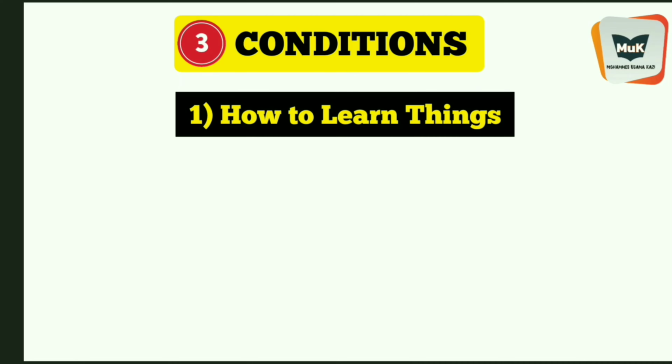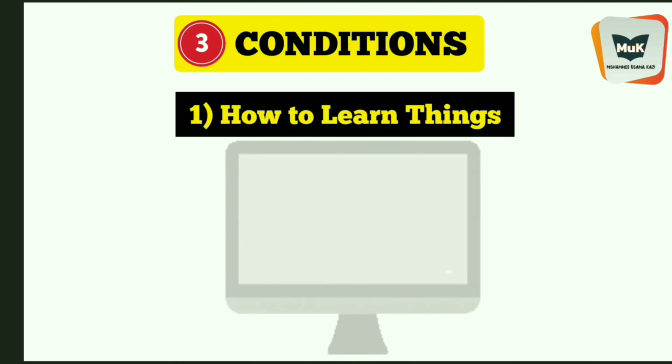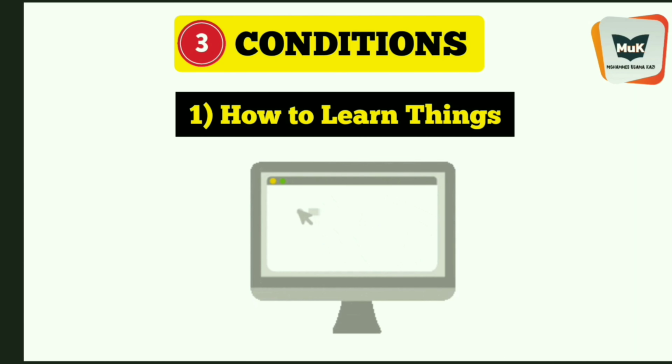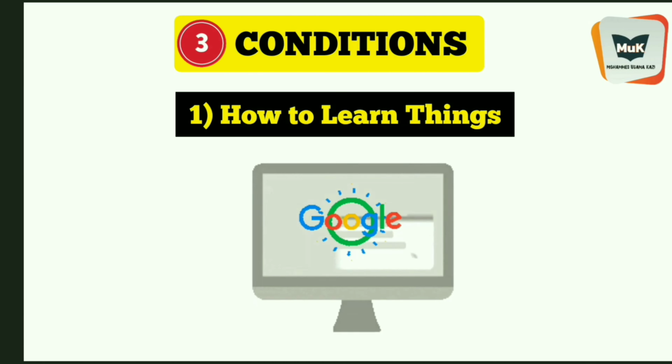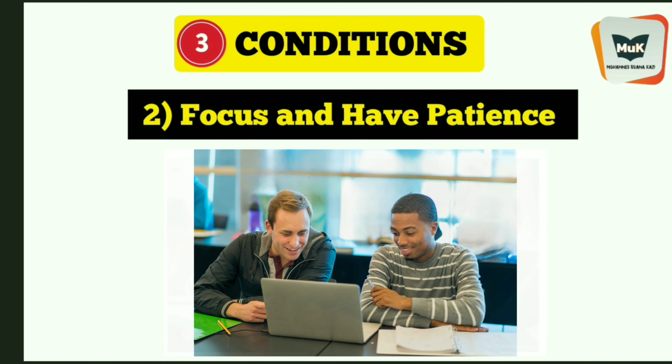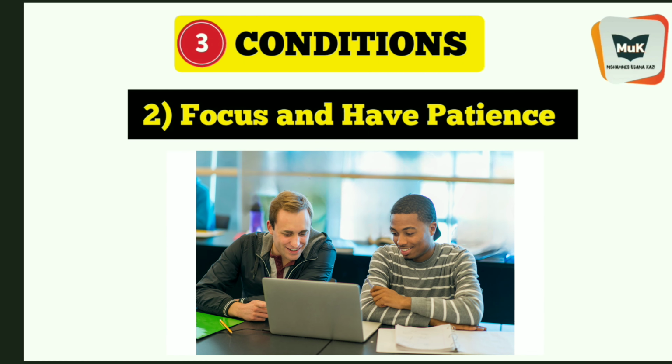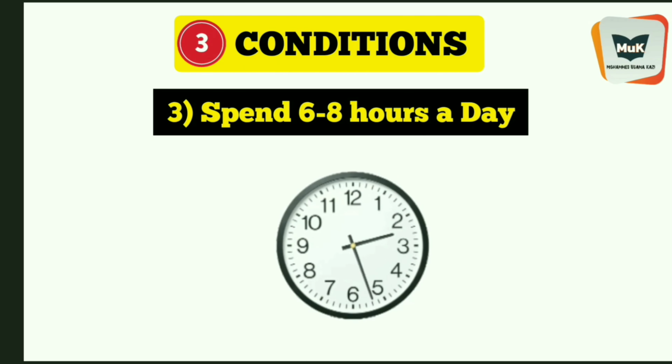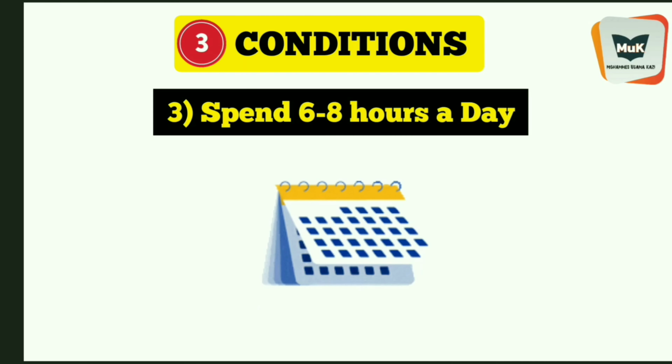What are the three conditions? The first is you should know how to learn things, how to read the documentation, how to understand concepts from Google. The second, you should focus and have patience with consistency in your learning. Wherever you are learning or doing a course, you should be consistent. Third, you must be ready to spend 6 to 8 hours a day for 1 to 2 years on a full-time basis.